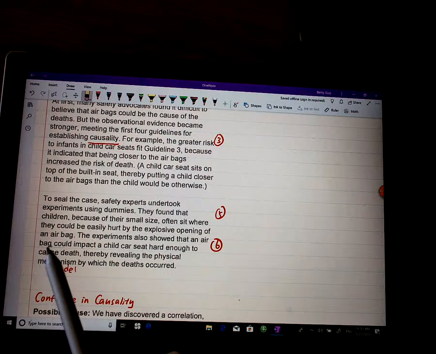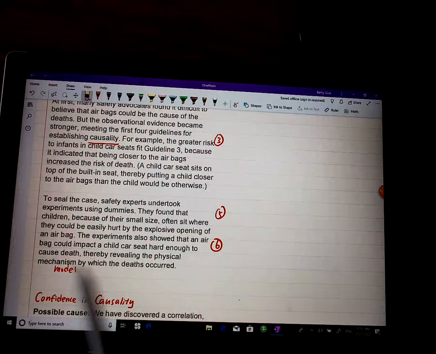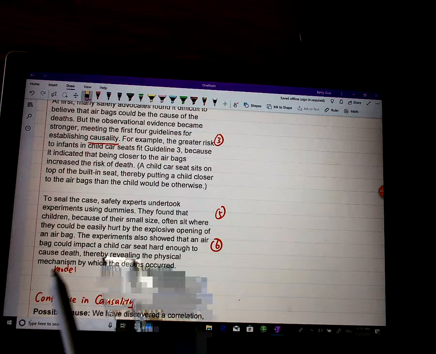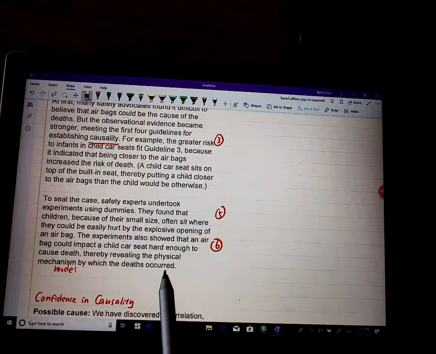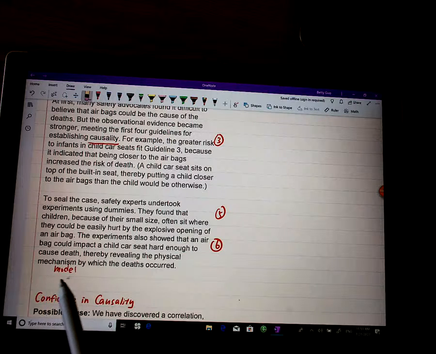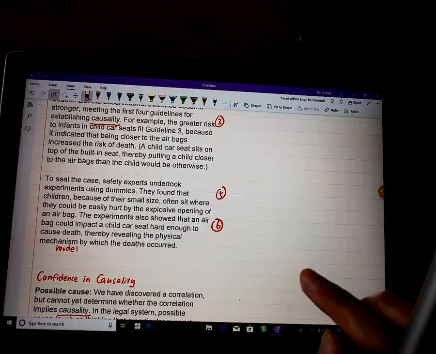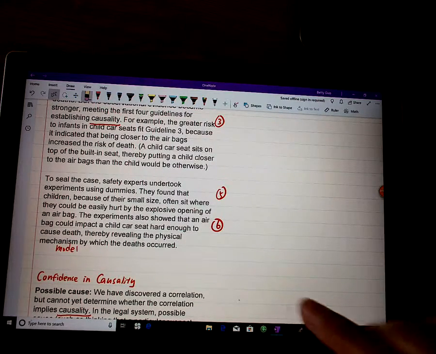opening of an airbag. The experiments also showed that an airbag could impact a child car seat hard enough to cause death, therefore revealing the physical mechanism, which you can see as a model by which the death occurred. Yeah, you can apply the 6-step guideline in this case.